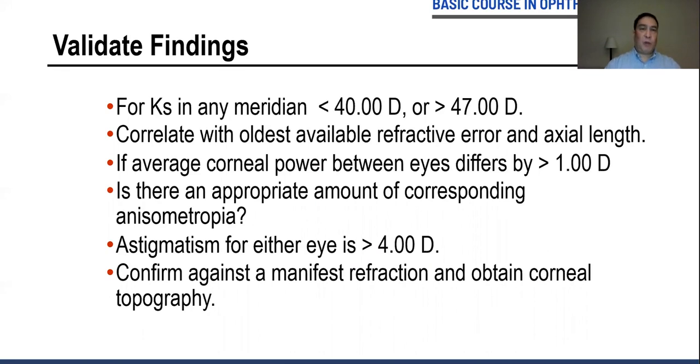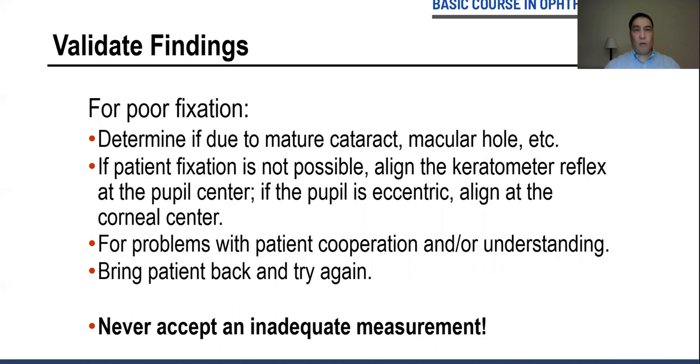If the average corneal power between the eyes differs by more than 1 diopter, please repeat just to make sure, because you don't know whether that error is from the person who took the test, or if the eyes are really anisometropic. Is there an appropriate amount of corresponding anisometropia? If the astigmatism for either eye is very high, more than 4 diopters, please repeat. You never know whether there's an error in your reading or if the eye is really very astigmatic. You need to confirm this against the manifest refraction or obtain a corneal topography just to correlate the findings.